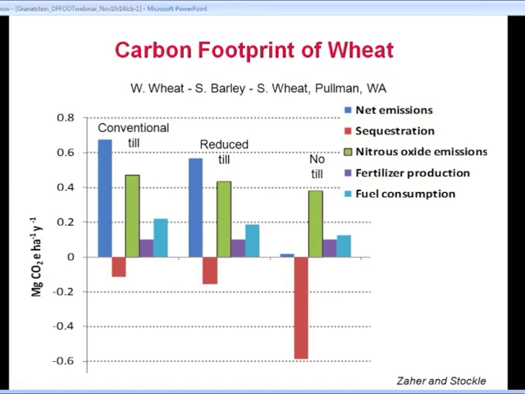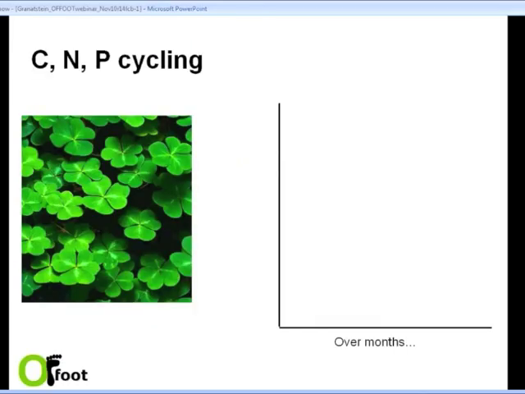We can see the carbon storage or the sequestration in red, significantly more in a no-till system in our area. Nitrous oxide emissions, all of them were positive, but a little bit less so in no-till. Fertilizer production, very much the same in all of them. Fuel consumption was less in a no-till system. And then we can combine all of those in terms of their CO2 equivalents and see that in the no-till system, at least in our area, the total carbon footprint was extremely low. So this is the kind of total footprint we would like to be able to create for organic systems too.